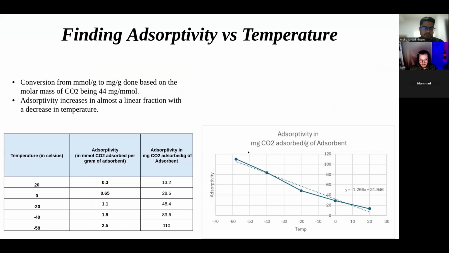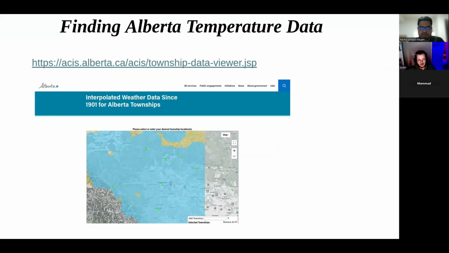To find the absorptivity was temperature. The temperature versus absorptivity, in millimole carbon dioxide absorbed per gram of adsorbent, was found based on literature, and that was converted into milligram carbon dioxide adsorbed based on the molar mass of carbon dioxide. Then it was plotted again in a graph, and a linear equation was obtained, which was then further used.